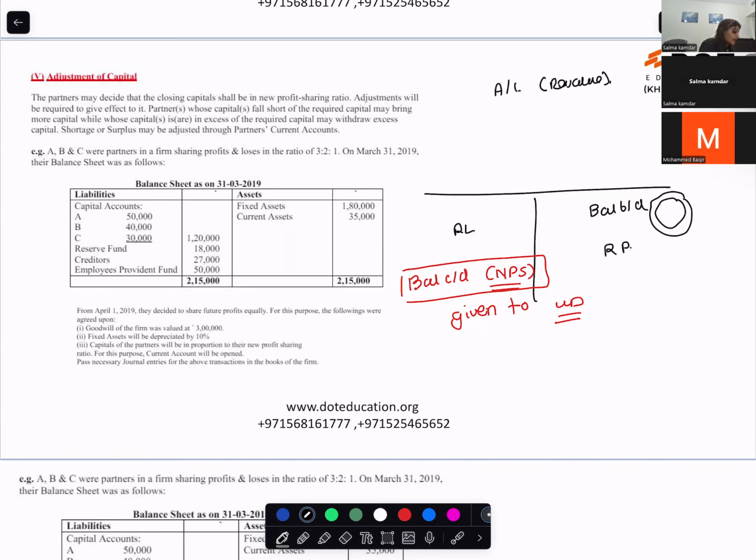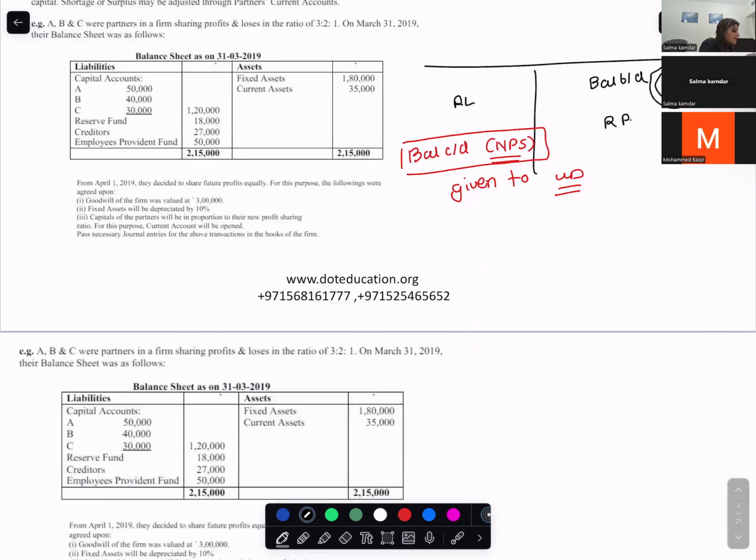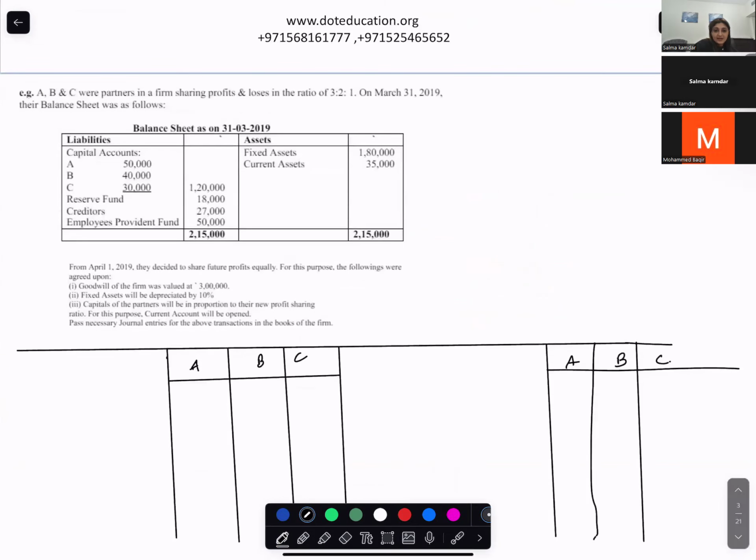Okay, fine. So say for example, you have this sum, and in this sum, what are they expecting us to do? Ma'am, to find the new capital, right? They are expecting us to pass the journal entries. So if they are asking us to pass the journal entries for the above transaction, the old profit sharing ratio is 3:2:1.